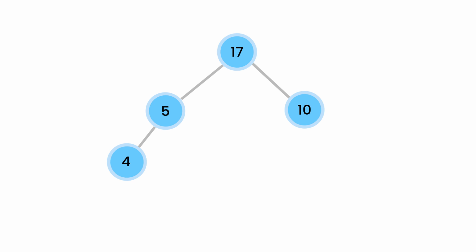Another operation we can perform on a heap is finding the maximum value. Here we have a max heap, so finding the maximum value is super easy. We simply return the value of the root node. This operation runs in constant time, or O of 1. Now, if we had a min heap, we could quickly find the minimum value by inspecting the root node. So this is how heaps work.